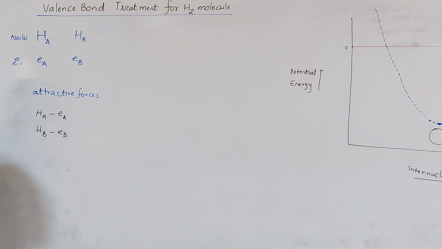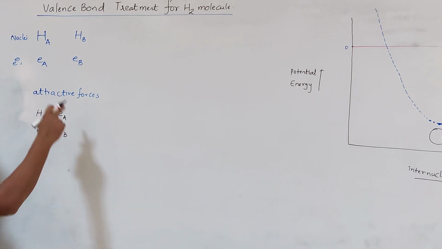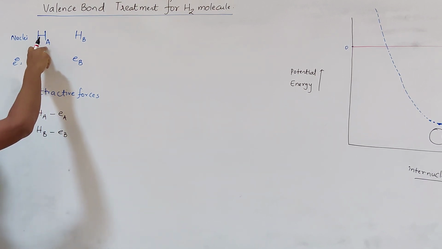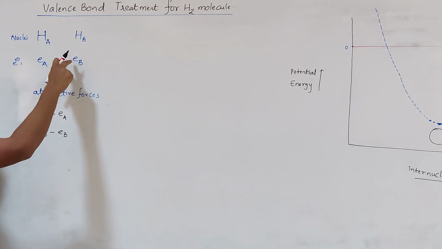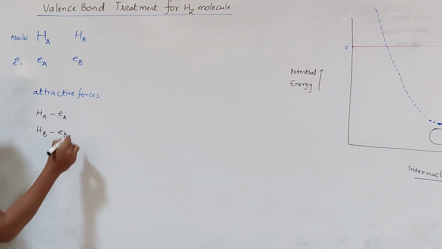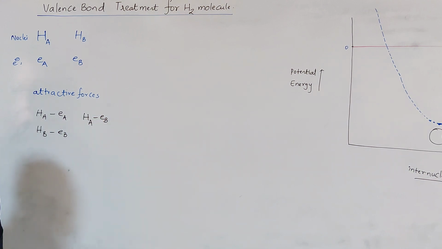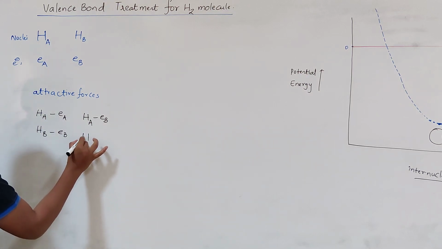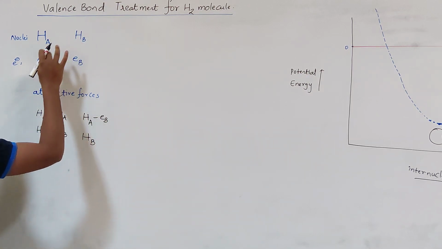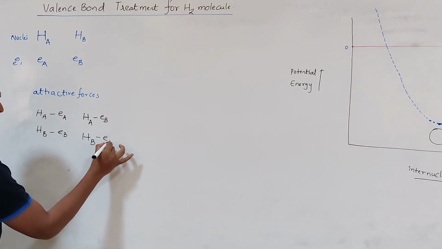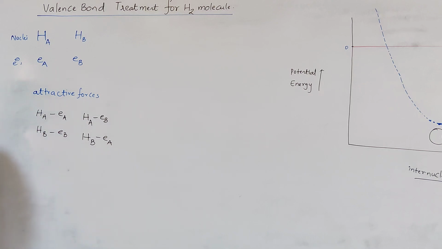In addition to this, whenever these two atoms approach each other, the nucleus of hydrogen atom A is attracted to which one? The electron of hydrogen atom B. So that's why I write here: HA is attracted to the electron of B. Similarly, HB is attracted to the electron of hydrogen atom A. That means in addition to the existing attractive forces, these two new attractive forces begin to operate between the hydrogen atoms in the formation of the hydrogen molecule.